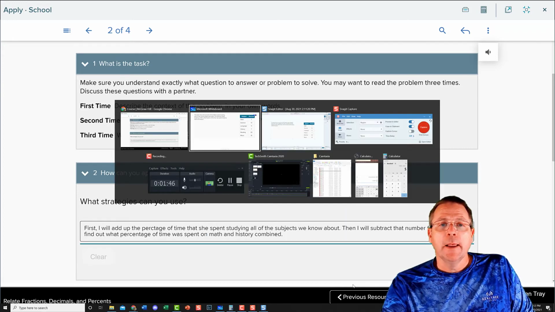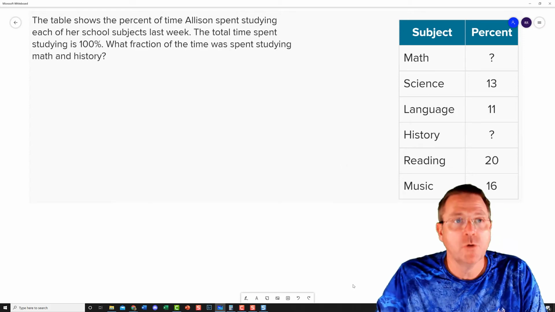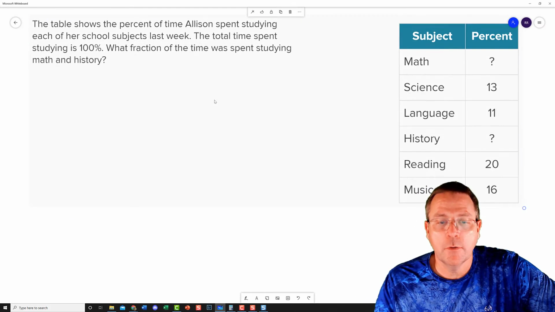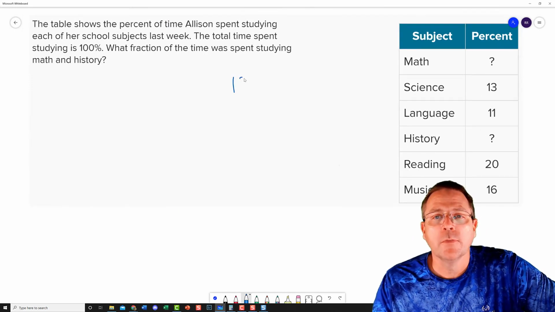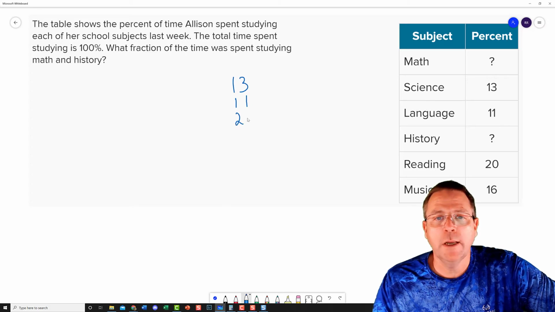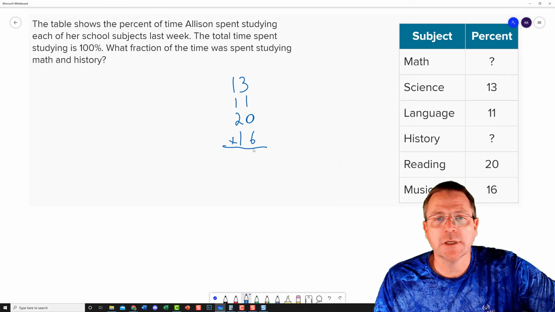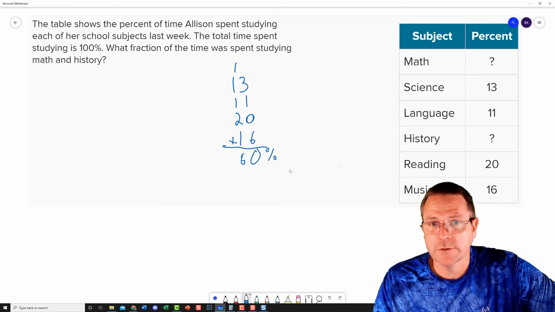Yes, I'm done. And let's put our plan into motion. So, what do we know? We know science was 13%. Language was 11%. Reading was 20%, and music was 16%. I'm going to add those up. That's going to give me a 10, carry the 1. That's going to give me 1, 2, 3, 4, 5, 6. So 60% of her time was going to be spent on those 4 subjects.